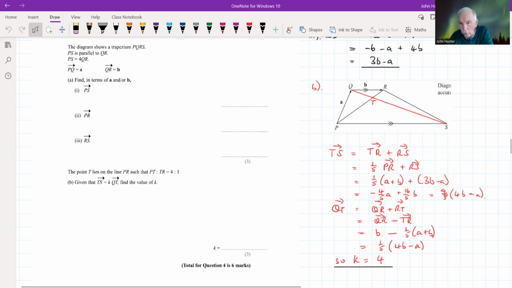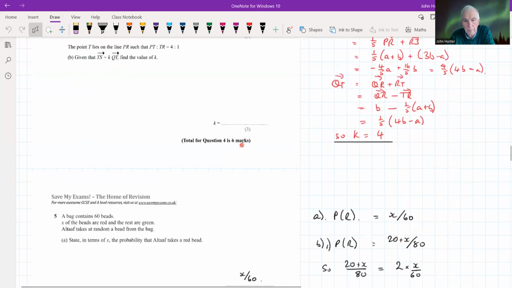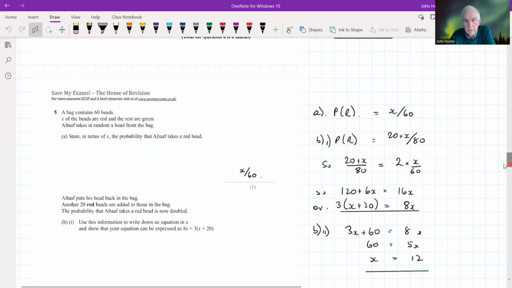Now we can see therefore that TS is 4 times QT. TS equals 4 times QT, so K equals 4. Again, not too difficult. We just have to understand our rules for expanding vectors, effectively going along a different route to get from T to S in this case, and also scalar multiples where lines are parallel, and it comes out fairly well.